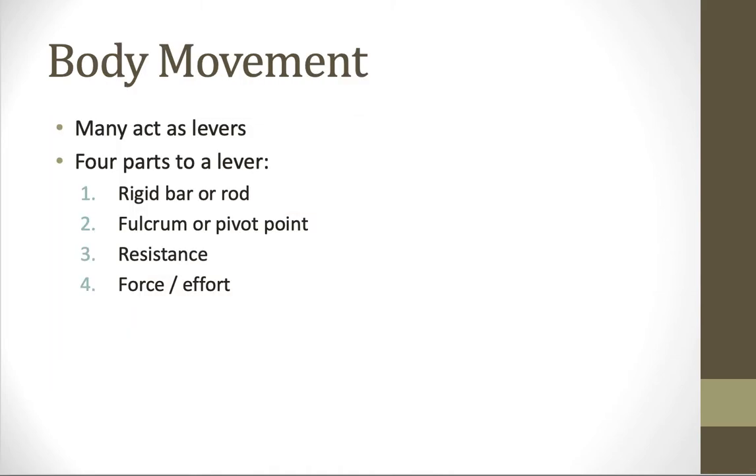When we look at body movement, we look at the skeletal system in the context of a lever. There are 3 different classes of levers that we're not going to get into in this, but we'll talk about the 4 parts of a lever. A lever is a simple machine that uses a rigid bar or a rod in order to do work. So it's going to move at the fulcrum or the pivot point in order to overcome resistance through putting in some sort of force or effort.